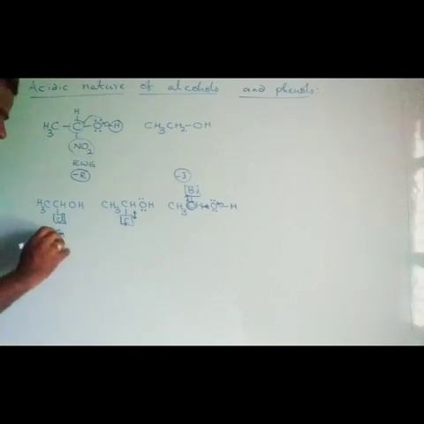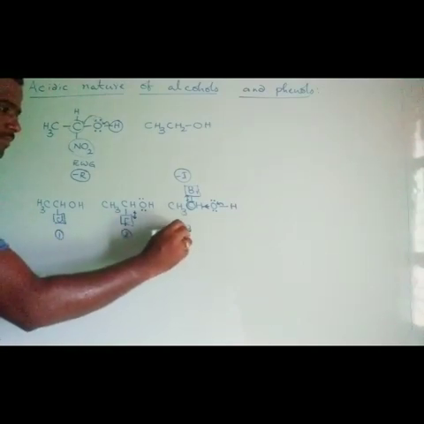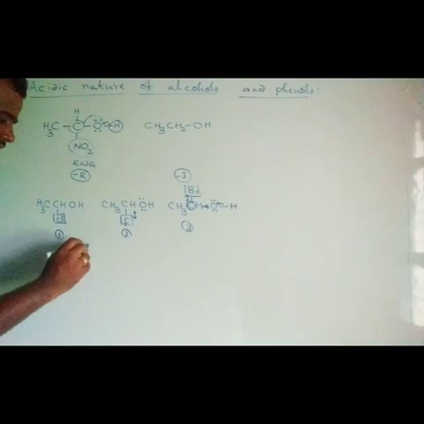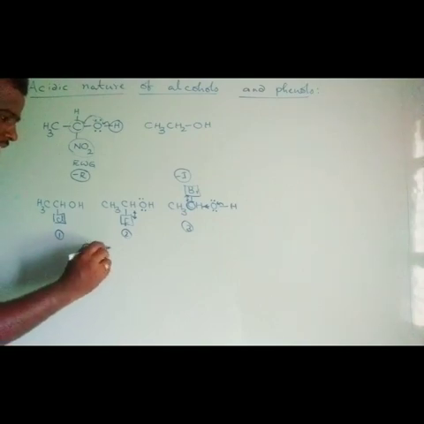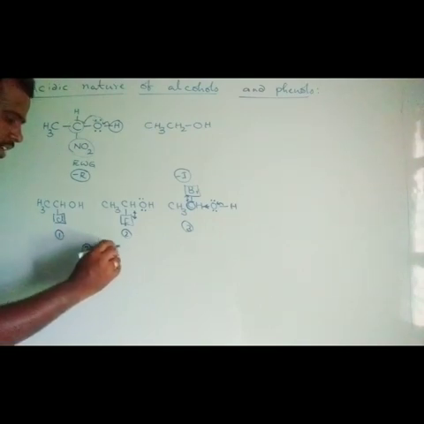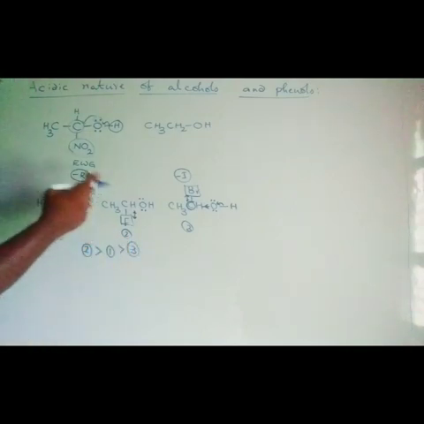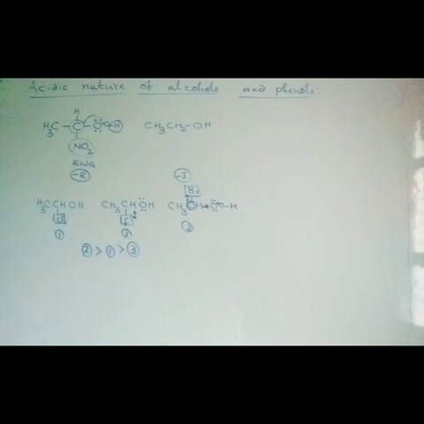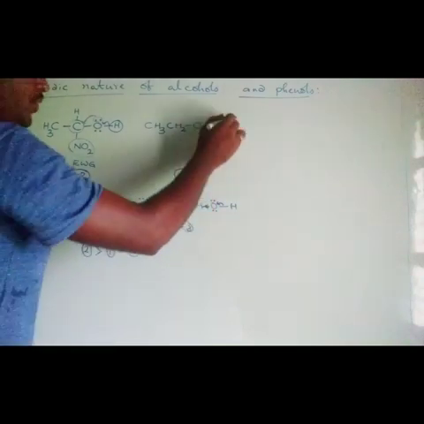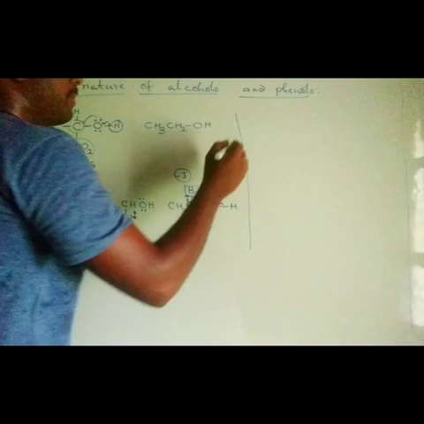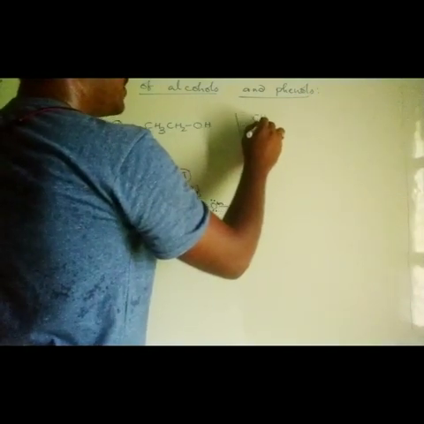So if I label these as 1, 2, 3, I can write the correct order of acidic strength: 2 greater than 1 greater than 3. Because electronegativity is more for fluorine, then chlorine, and then bromine. So the greater the electronegativity, the greater will be the withdrawing tendency of the sigma bonded electron pair by the minus I, negative inductive effect mechanism.